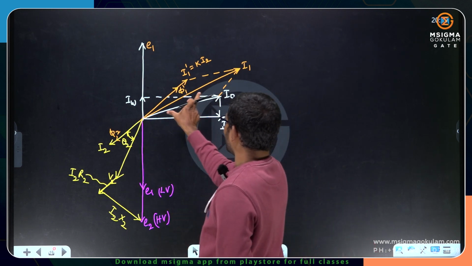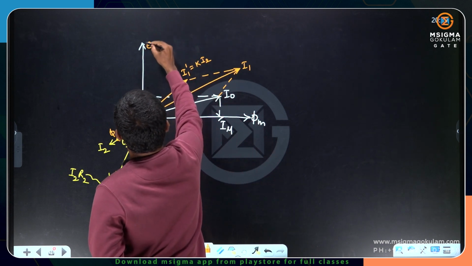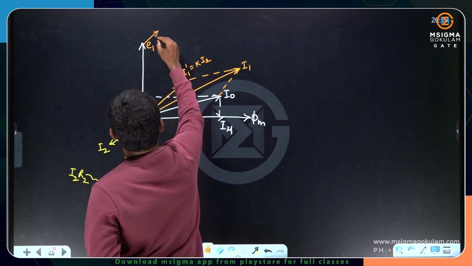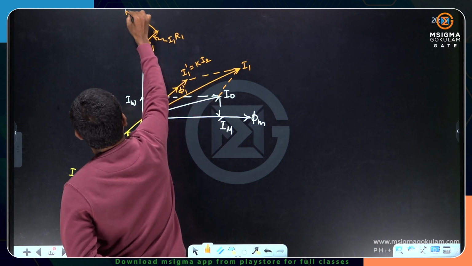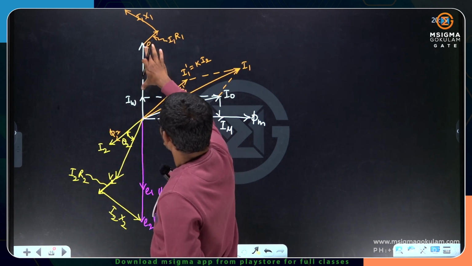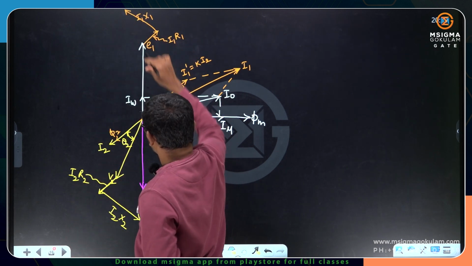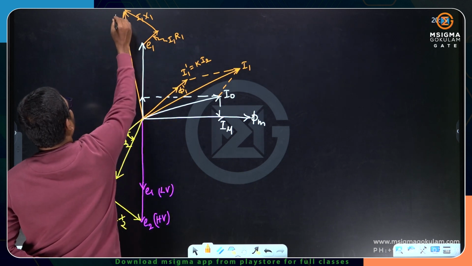How can I add resistance drop in phase with the I1? So this will be my resistance drop, I1 into R1. Now from here, this will be I1 into X1. Now E1 plus I1 into R1 plus I1 into X1. This will be the supply voltage phasor.